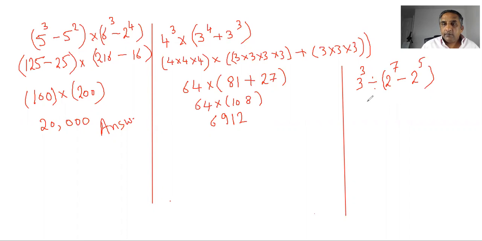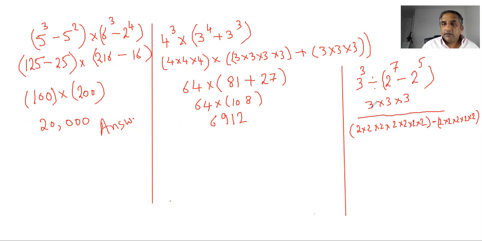Divide, but 3 power 3 means 3 times 3 times 3. Can you see this is divided? So the easiest way is we can do it like this, underneath. Divide means underneath this line. So 2 power 7 means 2 times 2 times 2 times 2, 1, 2, 3, 4, 5, 6, 7 times. And then we take away 2 power 5, which means 2 times 2 times 2 times 2 and then times 2. So 5 times.